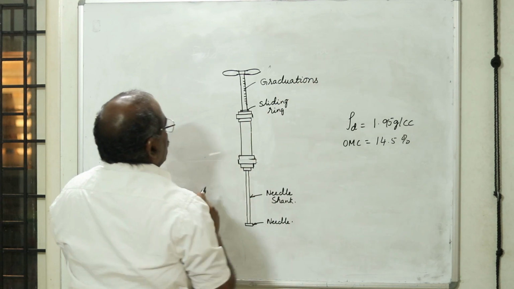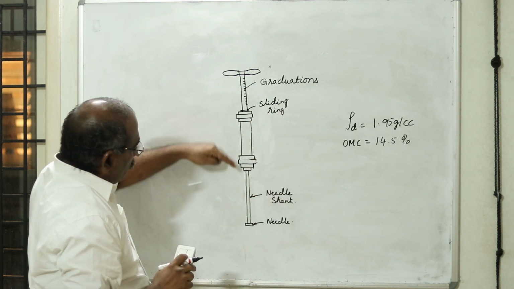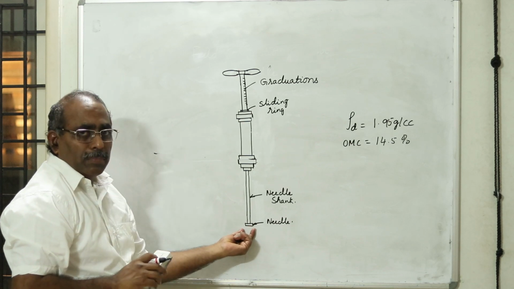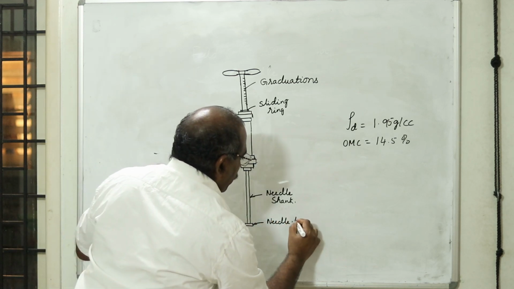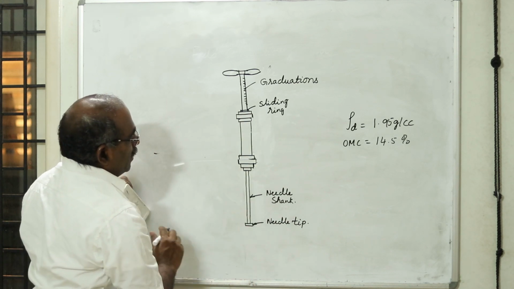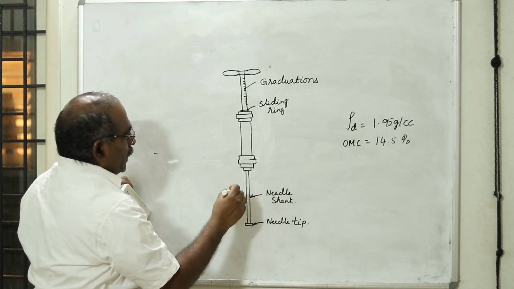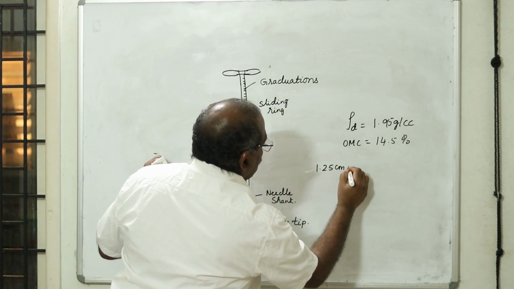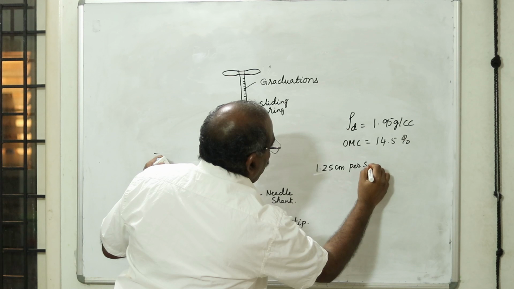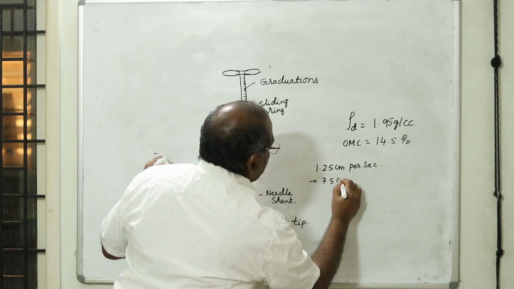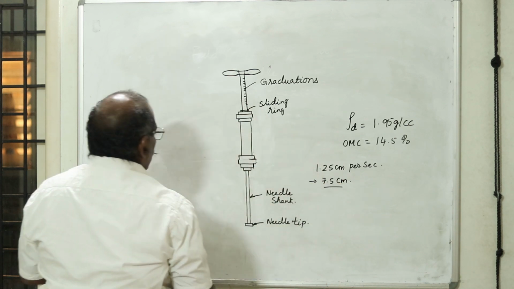This is the Proctor's needle. Now we have a needle at the bottom. You will have a needle shank. This needle tip can be removable. You can have a varying needle tip. This shank is penetrated at a rate of 1.25 centimeter per second for a penetration of 7.5 centimeter. Now how to determine this?